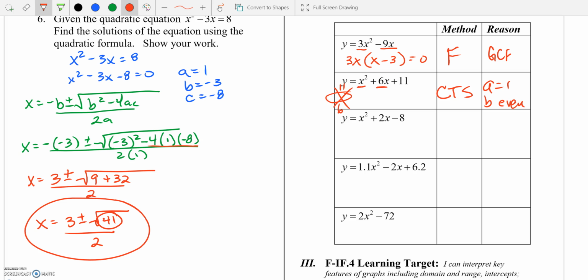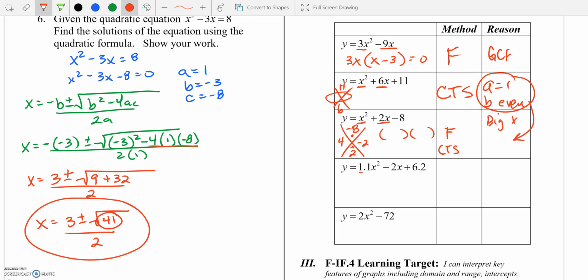The third one, I could complete the square again because a is still 1 and b is still even, so that would still work. But if I try to make the big X, I get negative 8 and positive 2. And this time I can find two numbers to multiply to negative 8 and add to positive 2. Those would be 4 and negative 2. So I could also factor this. So in this case, factoring works or completing the square works. Either one of those would be acceptable answers. And the reasoning, big X, that still applies.